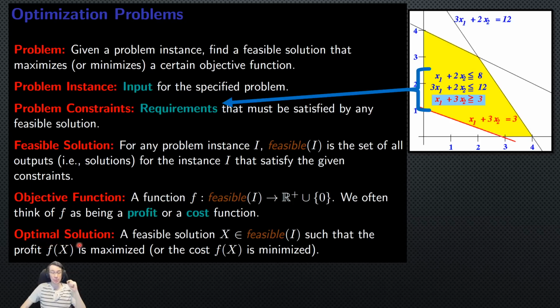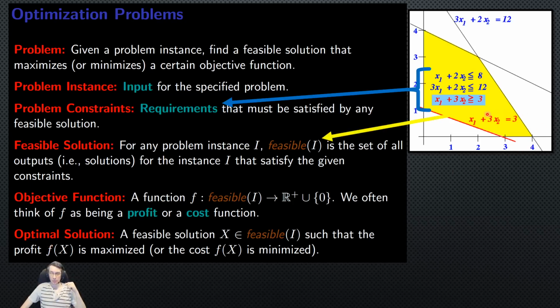Now we can define an optimal solution. So a feasible solution, x, is optimal if the profit of x is maximized, if x is the point such that profit is maximized at that point, or the cost f of x is minimized at that point x. And you can only consider the x that are feasible because we can't say that some output is an optimal solution if it gives a really great value for our objective function, but it's not even feasible. It doesn't satisfy the constraints. So in order for something to be a solution to an optimization problem, it has to be both feasible and optimal.